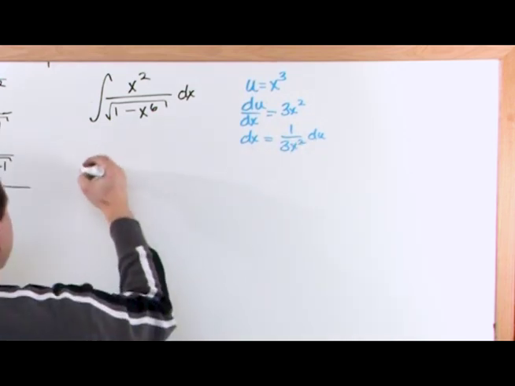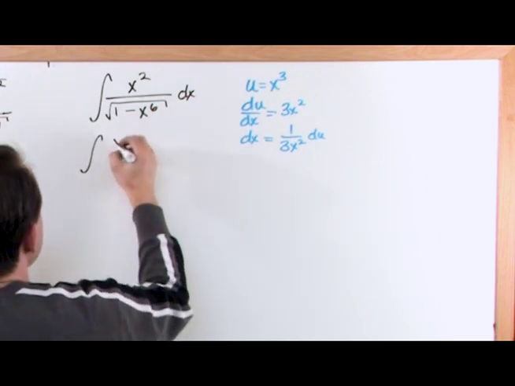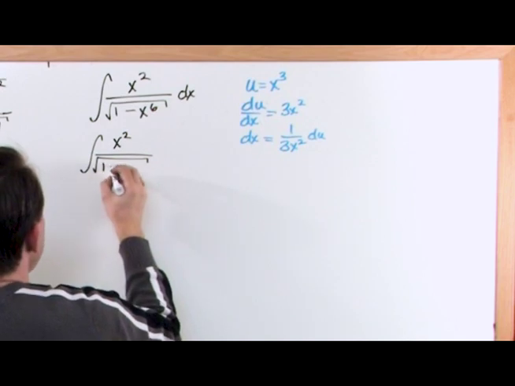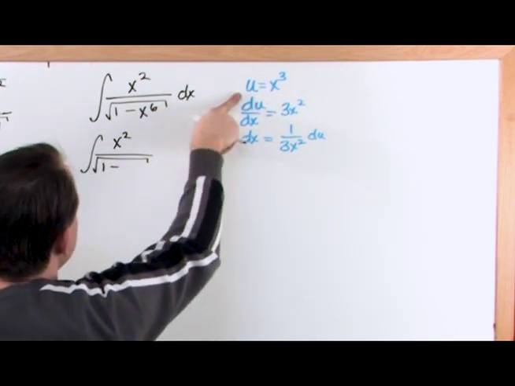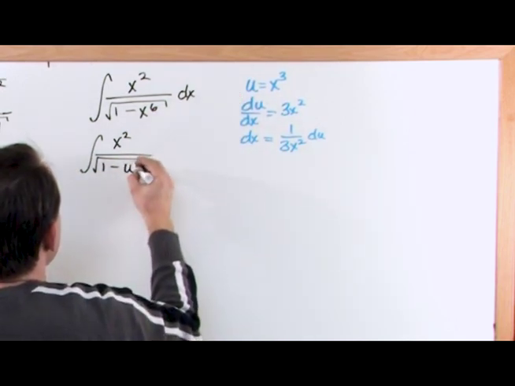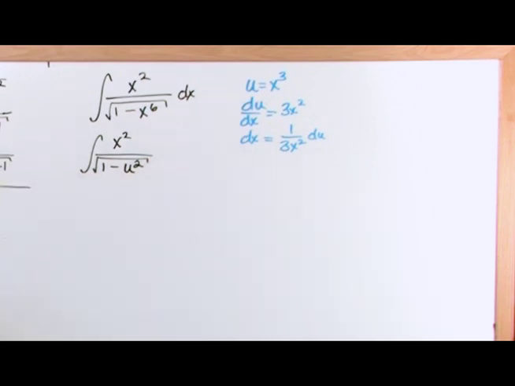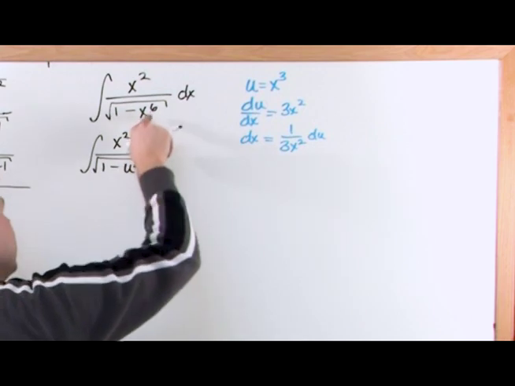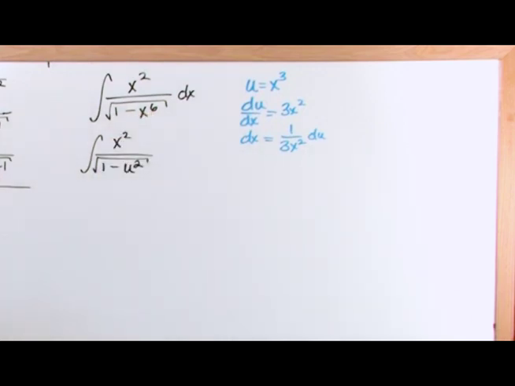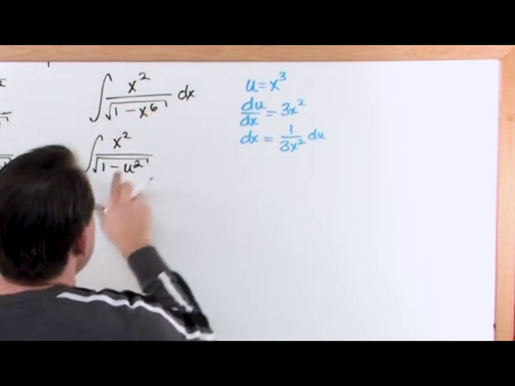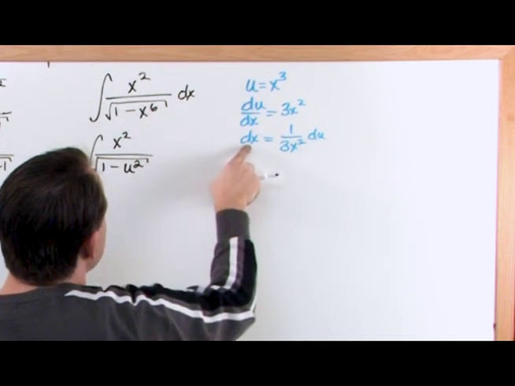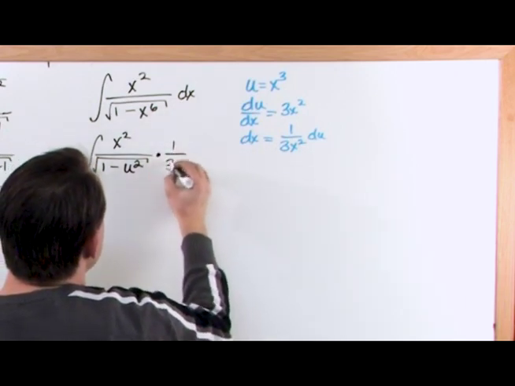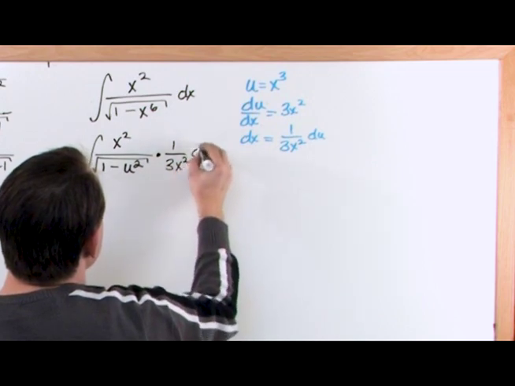I'm going to make this integral simpler. Integral of x squared over square root 1 minus u is equal to x cubed, so I can call this u squared. Okay? Because if I do u squared, that's x cubed squared gives me my x to the 6th power. So this integral is the same, okay? But it's in terms of dx, and now I'm going to plug in what I found for dx. So it's multiplied by 1 over 3x squared times du.